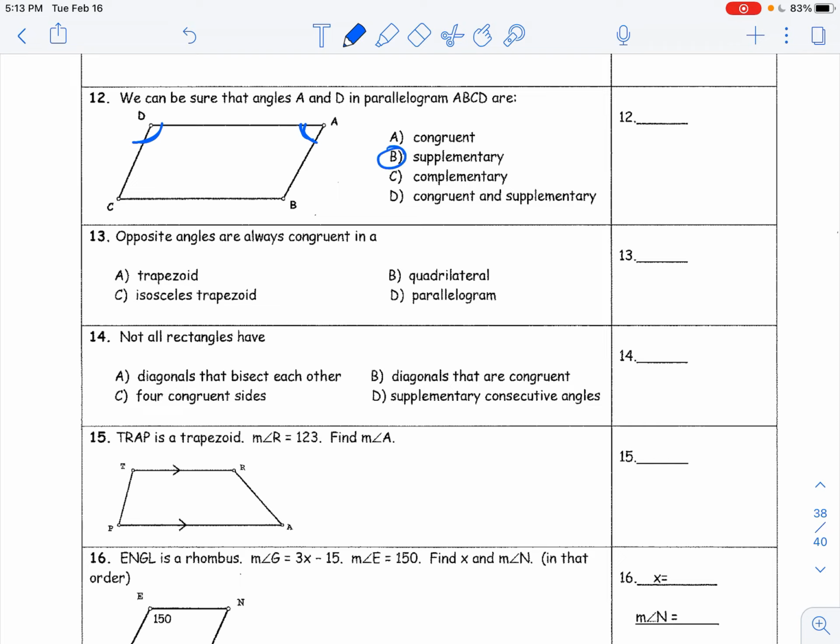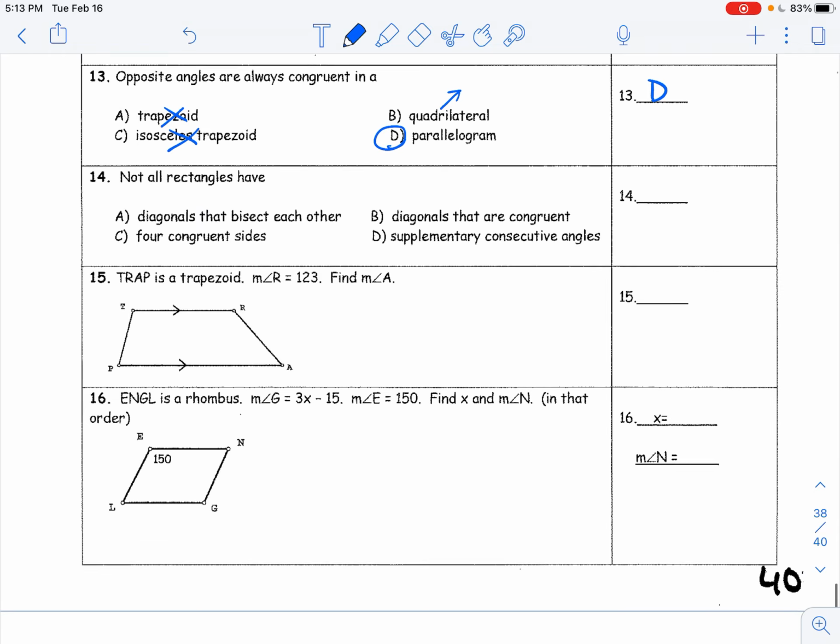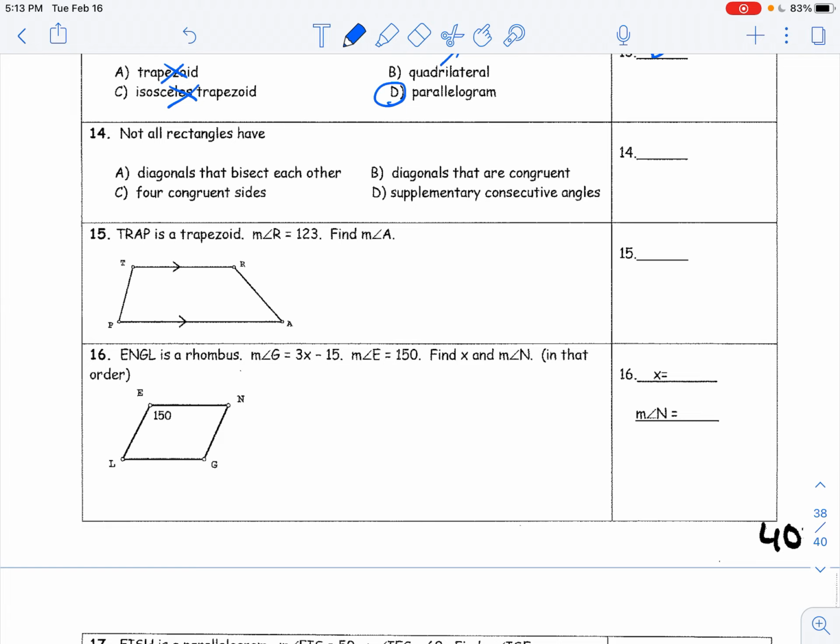In question 12, we can be sure that angles A and D in parallelogram ABCD, so I'm looking at angle A and D, are supplementary. Opposite angles are always congruent, not in a trapezoid. How about a parallelogram? A quadrilateral is just a 4-sided figure, which could be a trapezoid. So we can't say that for sure, but for sure in a parallelogram.